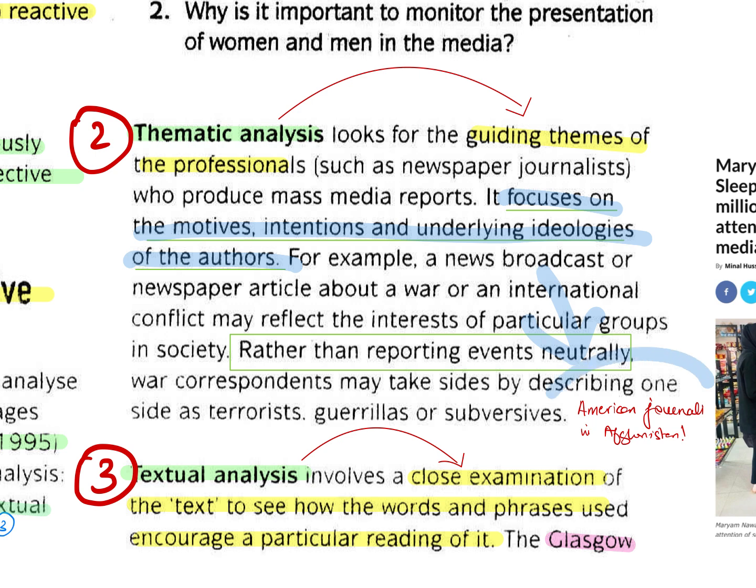If you have a look at this example that I've mentioned over here, when Americans had their troops in Afghanistan, not only did they have their troops, they had their own journalists too. Do you know this? They had their own journalists there. They were capturing and showing people back home the reality they wanted to show, which again would be very different from how the Afghanis might have seen it. Clear? So, thematic analysis, my dear, looks for the guiding themes of the professionals. It focuses on the motives, intentions, and underlying ideologies of the author or whoever the person is who's producing that data. Do we get this?